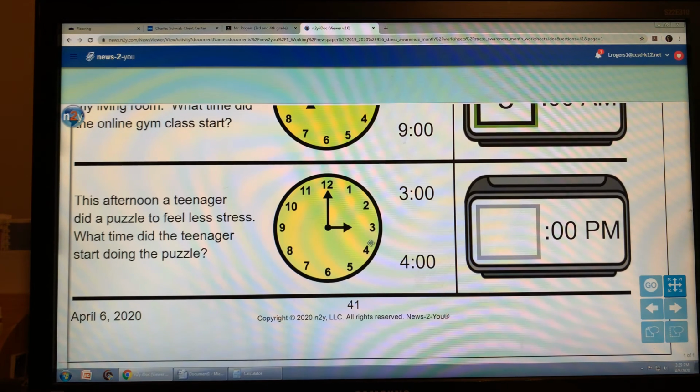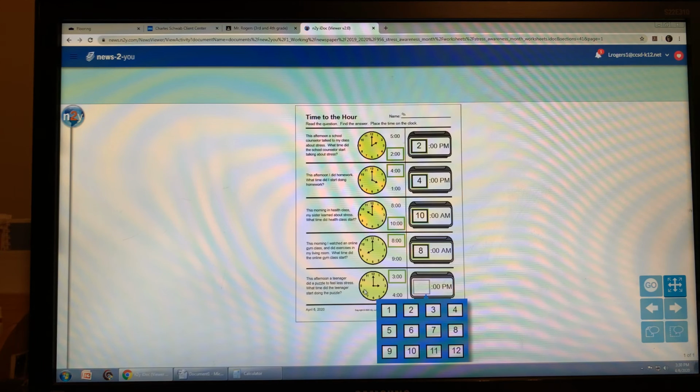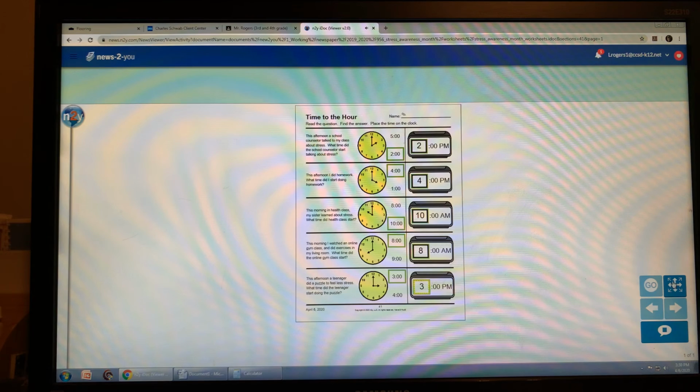It's in the afternoon, so it's going to be 3 o'clock p.m. So let's look at our choices. This one has a 3 in the hour, and this has a 4. So we're going to go up and find the 3, and we're going to click on it, and it's going to turn green. So once that happens, we're going to look and try to put a 3 right here on our clock. So let's look. We just have to count to 3. 1, 2, and 3. Put the 3 in there.